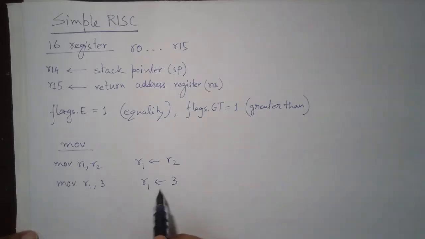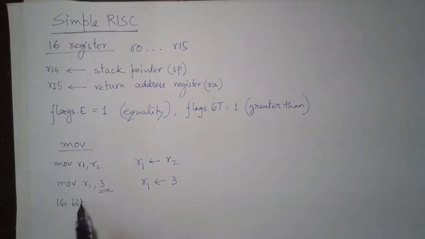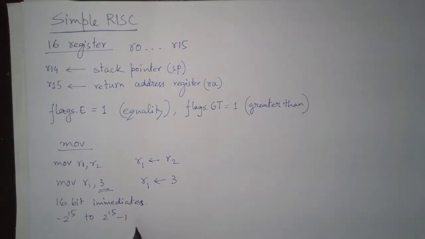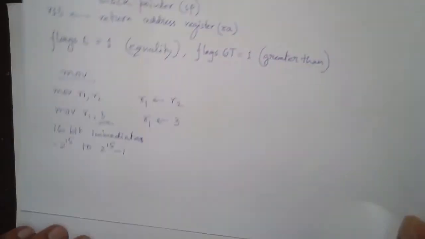Now, what should be the range of this immediate? In our simple RISC, we have 16-bit immediates. If it is 16 bits, then in 2's complement the range of immediates can be minus 2 to the power 15 to 2 to the power 15 minus 1. So that is the range of immediates that can be handled by our simple RISC. All right. So I hope these things are absolutely clear.